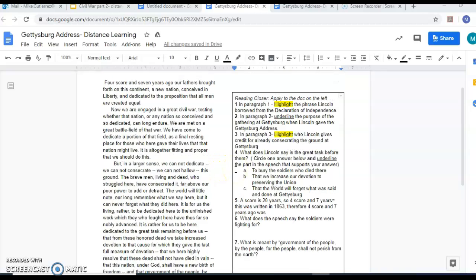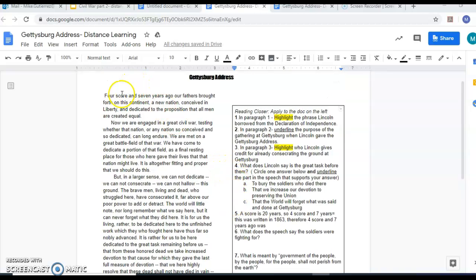Number 5 is referring to the first sentence. So a score is 20 years. So where it says fourscore, so fourscore and 7 years equals what? So this speech was written in 1863. Therefore, fourscore and 7 years ago was, and you're going to answer that question. So it's just a little bit of math, but you're going to be able to determine what he means by fourscore and 7 years ago.